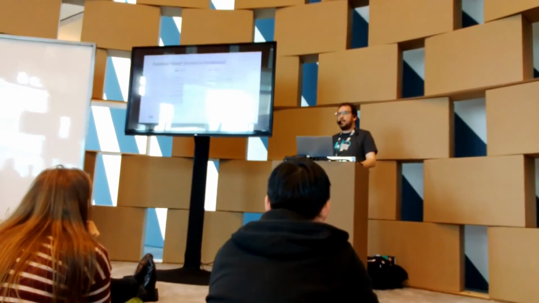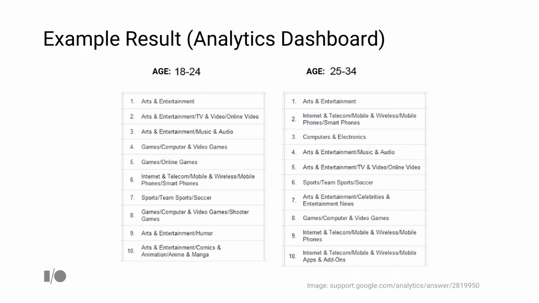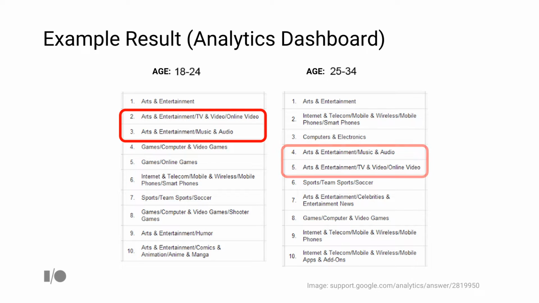On the Google Analytics dashboard, you will receive this kind of information. For example, you can understand the interests separated by age. Let's say that between 18 and 24 years old, they're interested in arts and entertainment, then arts and entertainment TV, video online, and arts, entertainment, music, and audio. But if we take a look at the 25 to 34, this interest has moved down, and you find internet and telecom, mobile and wireless, mobile phones, smartphones on top of them.